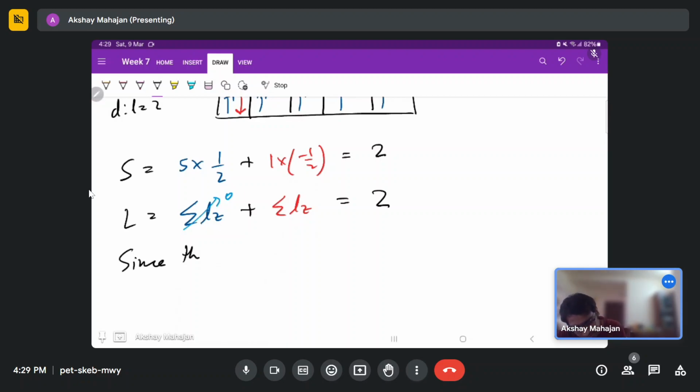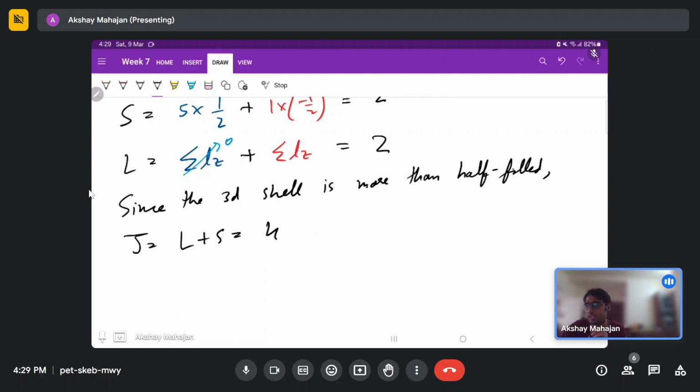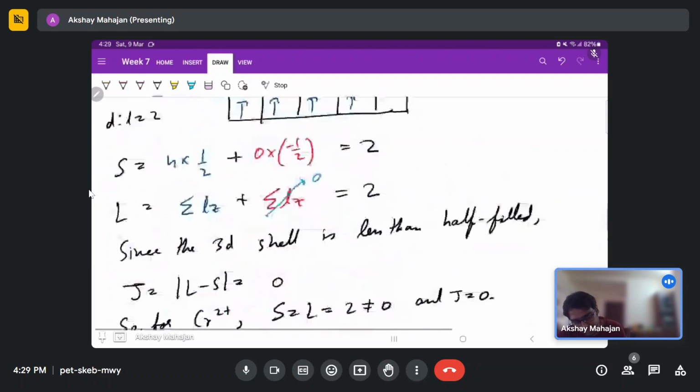Now since the 3d shell is more than half filled, in this case J is equal to L plus S equals to 4. So J is not equal to 0 in this case. So for Fe2 plus, L is equal to S equals to 2, which is not equal to 0, but J is not equal to 0. So Fe2 plus is not our answer.